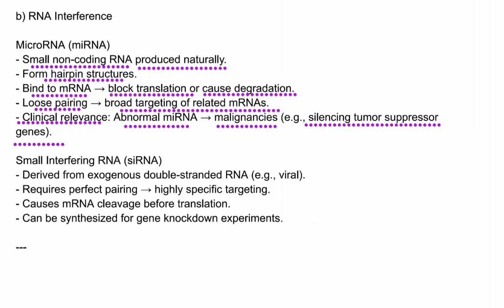Now we will discuss small interfering RNA, or siRNA. It is derived from exogenous double-stranded RNA, for example viral. It requires perfect pairing, which gives highly specific targeting. It causes mRNA cleavage before translation, and it can be synthesized for gene knockdown experiments. So we have discussed microRNA and small interfering RNA, what they are and their differences. I hope you can understand it.